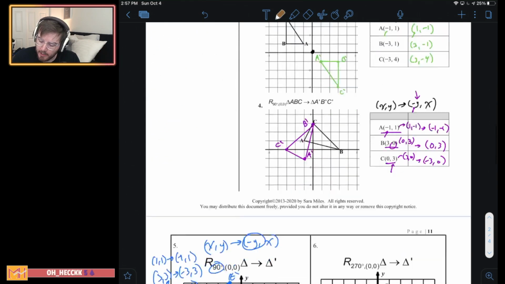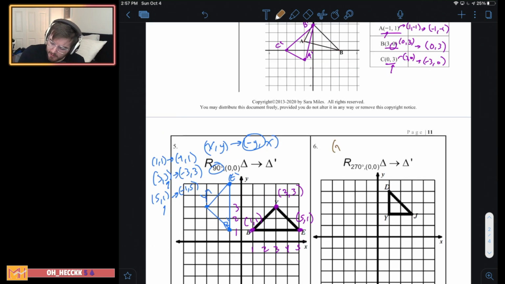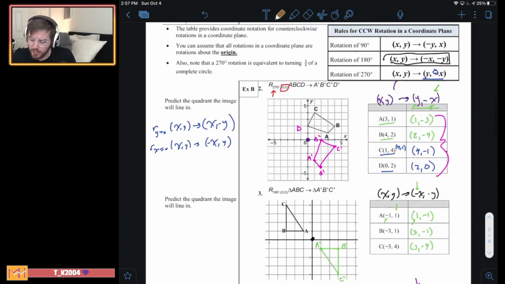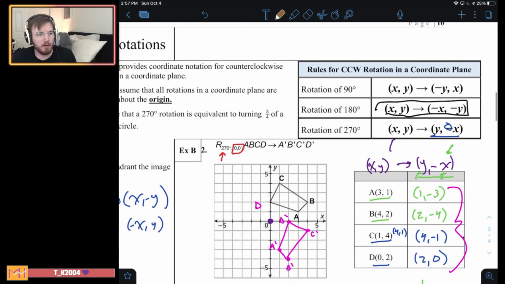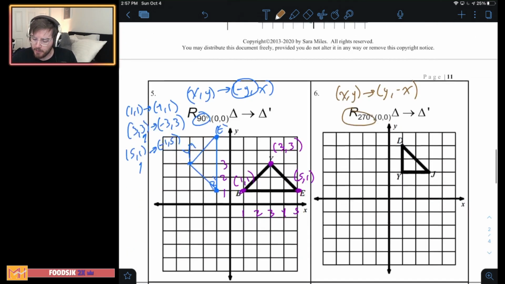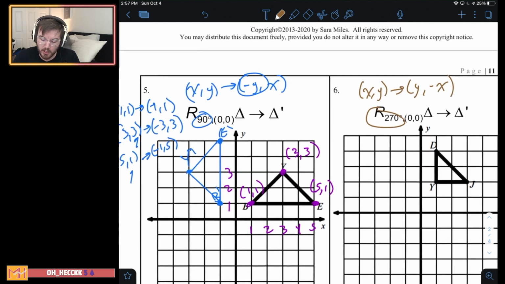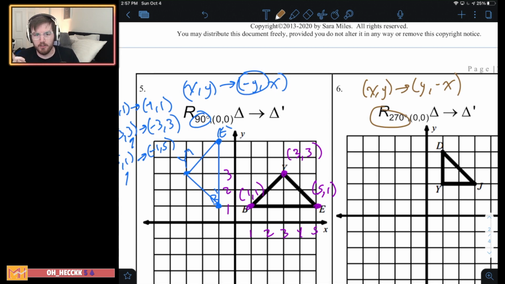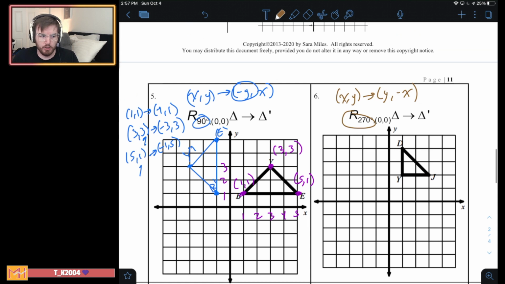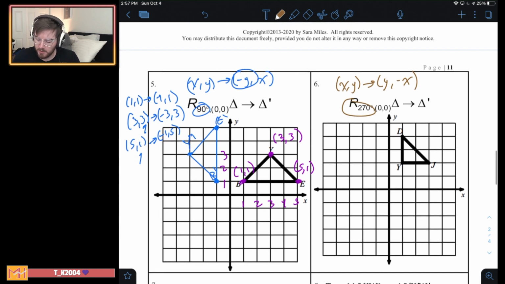270: (x, y) to (y, -x). Right? I see, oh, we're rotating 270 degrees. So I'll scroll up here and look at the 270 degree rule. (x, y) to (y, -x). So the x value changes signs and they switch places. What do we just do? The y value changed signs and we switch places. So now the x value changes sign and they switch places.